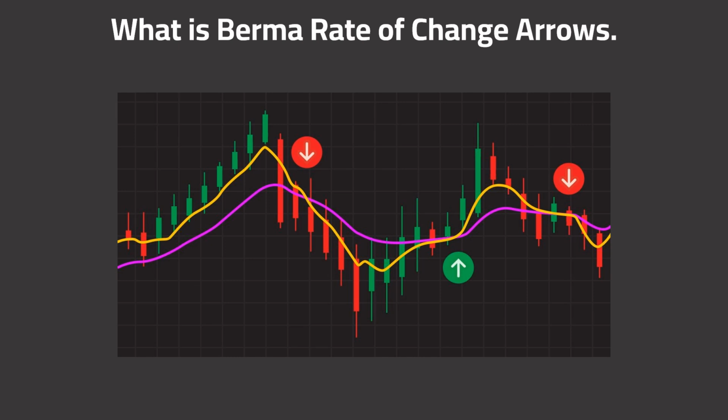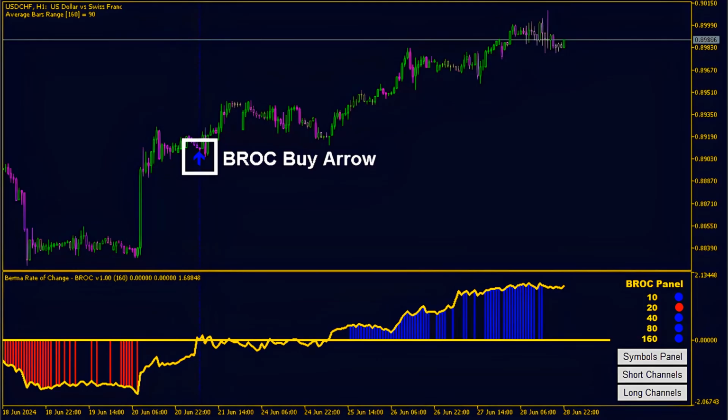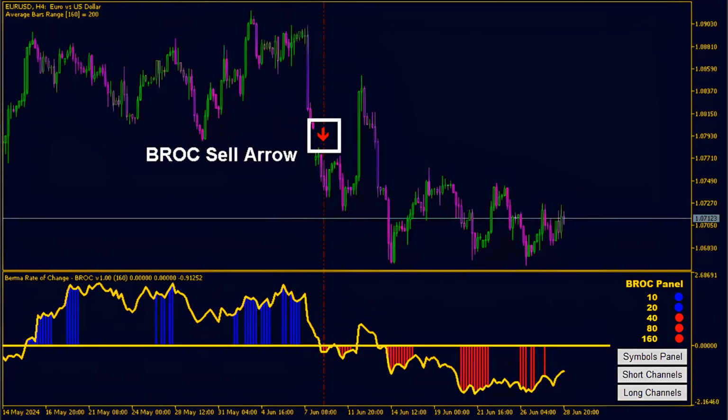What is Berma Rate of Change arrows? These are arrows that appear on the chart to indicate the possibility of the beginning of a new major trend in price movement. When the 5 points agree for the first time on the blue color, this is evidence of the possibility of a change in the main general trend on the chart, from bearish to bullish. Conversely, when the 5 points agree for the first time on the red color, this is evidence of the possibility of a change in the main general trend on the chart, from bullish to bearish.